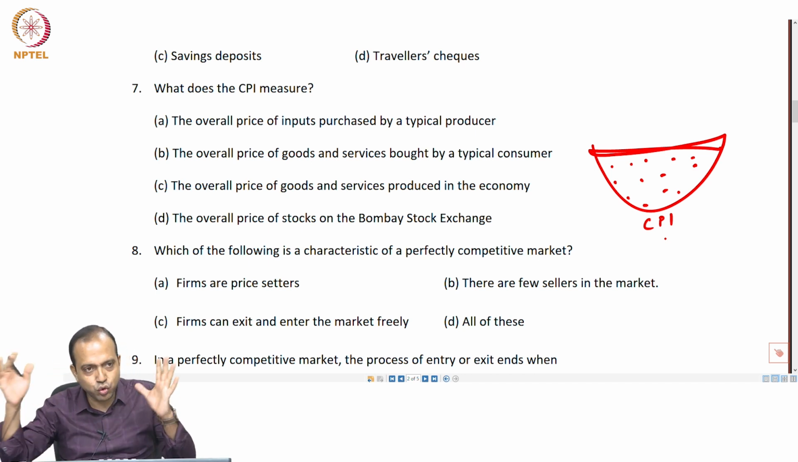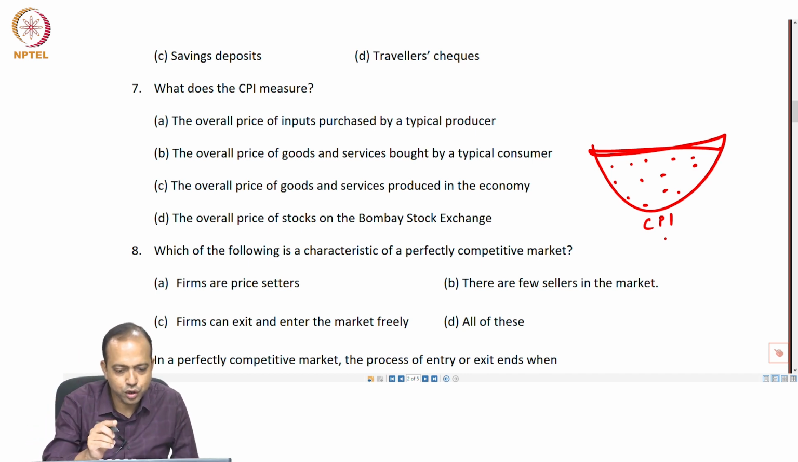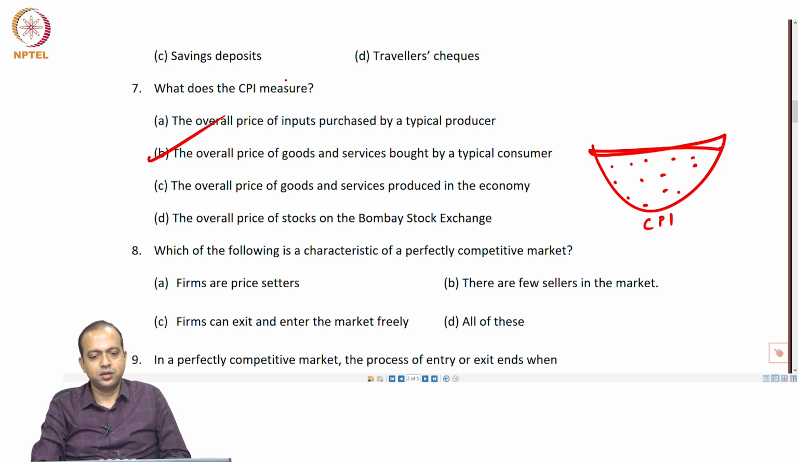And if the price of this entire basket goes up over a period of time, then we say that there is a growth in consumer price index, and that is why there is inflation. So, therefore, the overall price of goods and services bought by a typical consumer, that is the idea, not the typical producer.